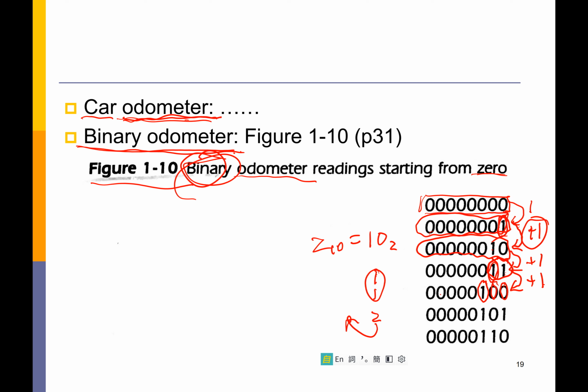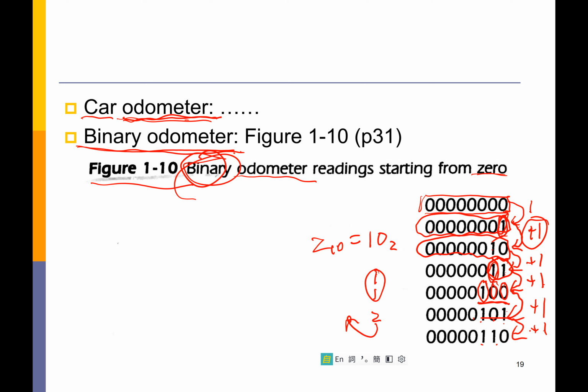Now you got this 1 0 0. If 1 0 0 plus 1, you will get what? 1 0 1. If 1 0 1 plus 1, you will get 1 1 0, because 1 plus 1 becomes 2.